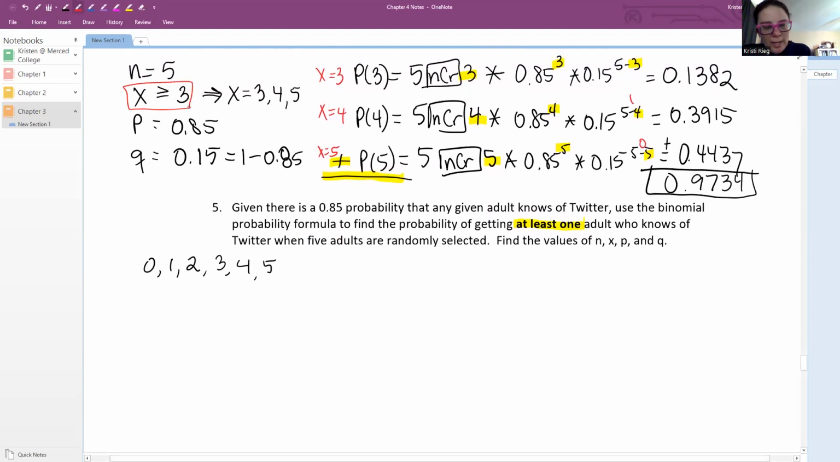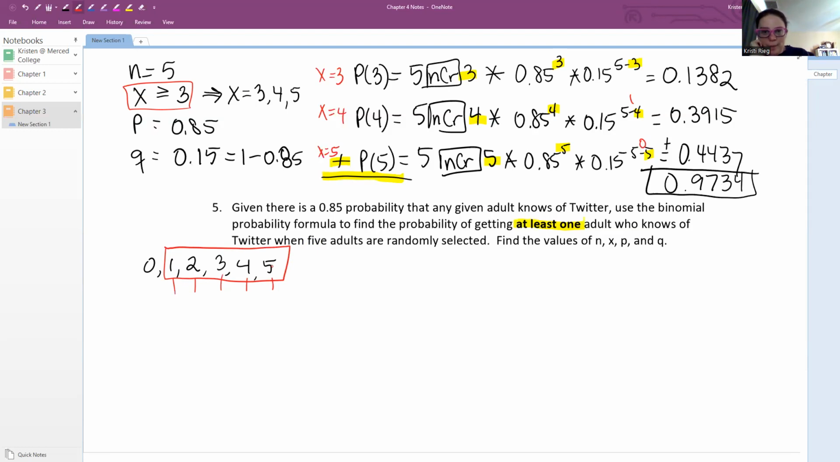At least one, remember from before, at least 3 meant greater than or equal to 3. So at least 1 means greater than or equal to 1. So we need to find the probability that either 1, 2, 3, 4, or 5 people know about Twitter. That's a lot of steps. Look how many steps it took us on the last one.